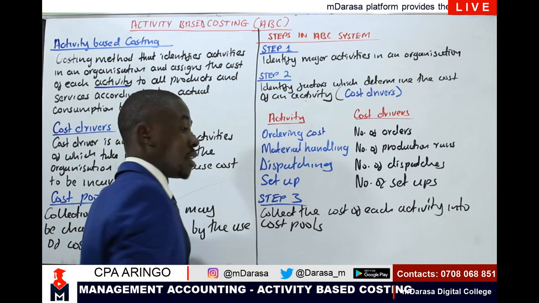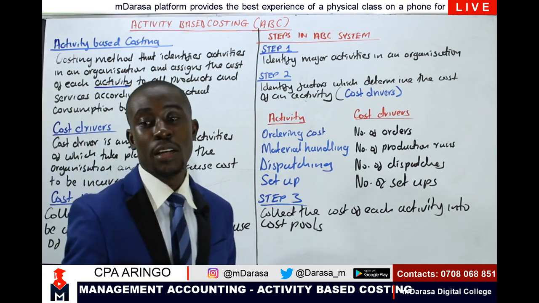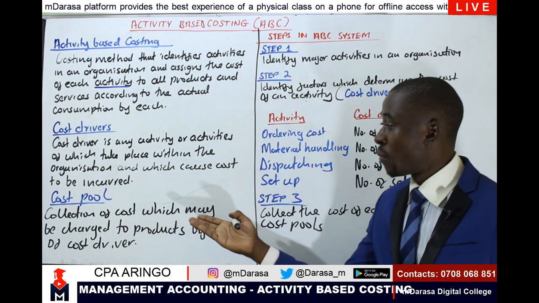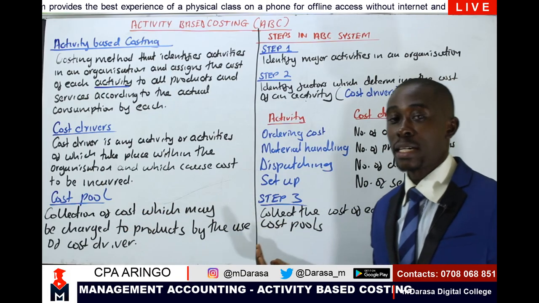collect the cost for each activity into cost pools. Remember, we had talked of the cost pool, whereby we noted that a cost pool is a collection of costs which may be charged to products by the use of cost driver. That's why it was very key for us to look at these items even before we looked at the steps.